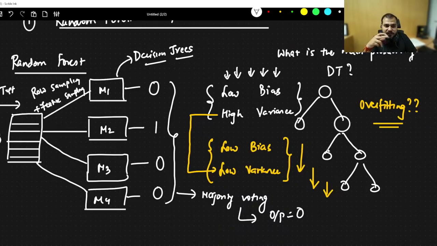So with this specific case here, you can basically see that because of the overfitting condition of the decision tree, you're combining multiple decision trees so that you get a generalized model, which has low bias and low variance.